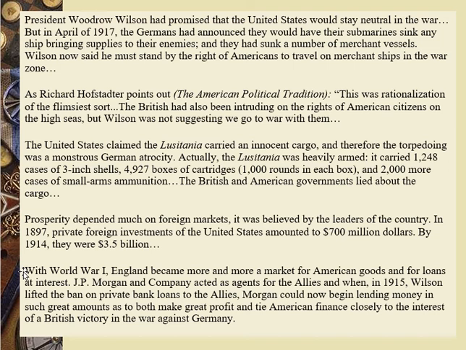Right? With World War I, England became more and more a market for American goods and for loans at interest. J.P. Morgan and Company, J.P. Morgan's getting involved, right, acted as agents for the Allies, and when in 1915 Wilson lifted the ban on private bank loans to the Allies, Morgan could now begin lending money in such great amounts as to make great profit and tie Americans financially closely to the interest of British victory in the war against Germany, right?